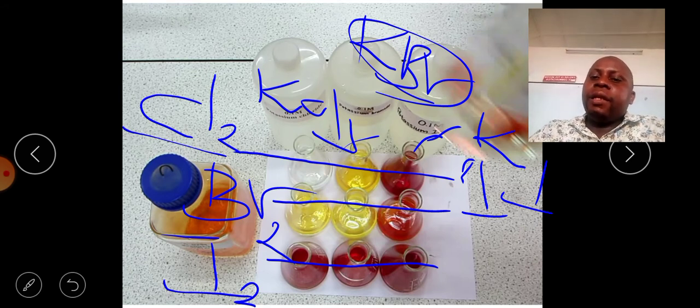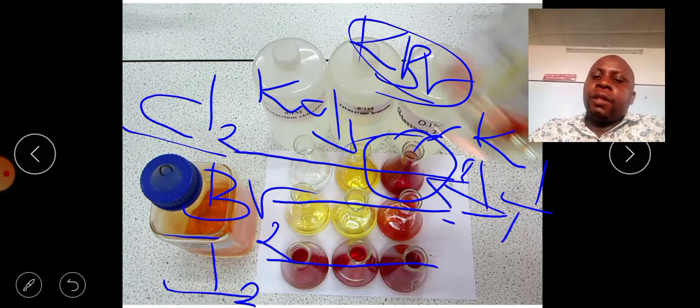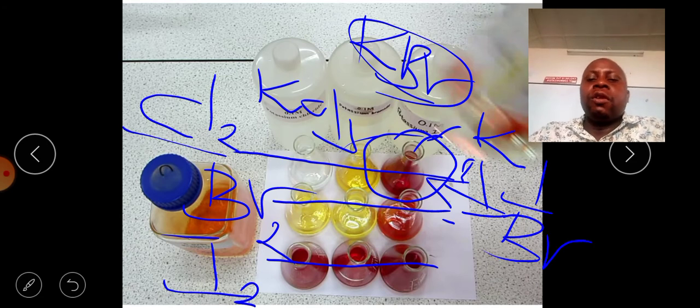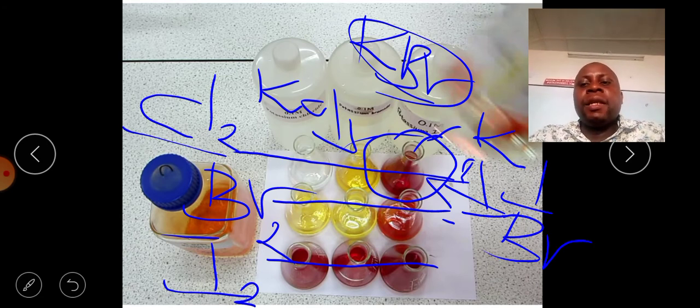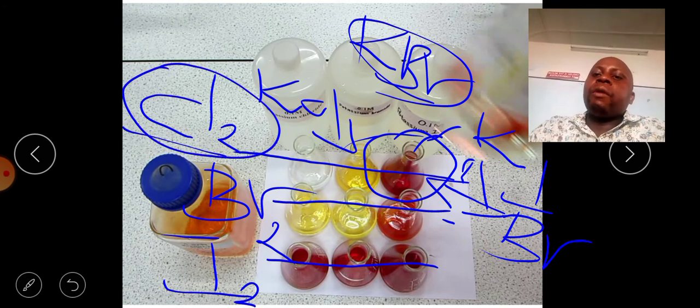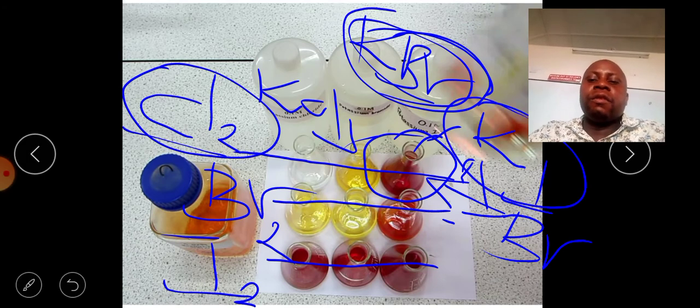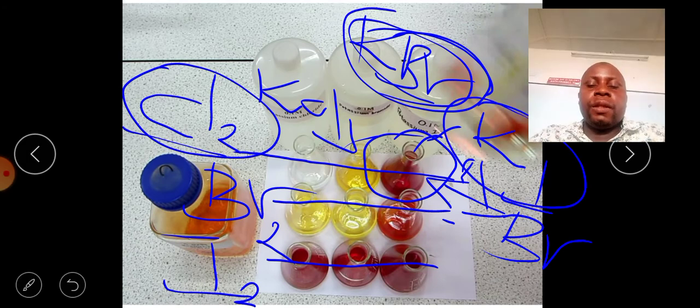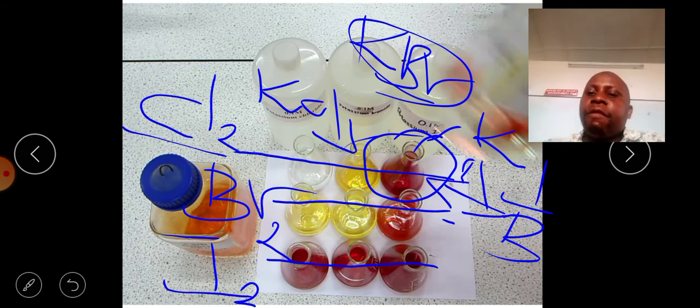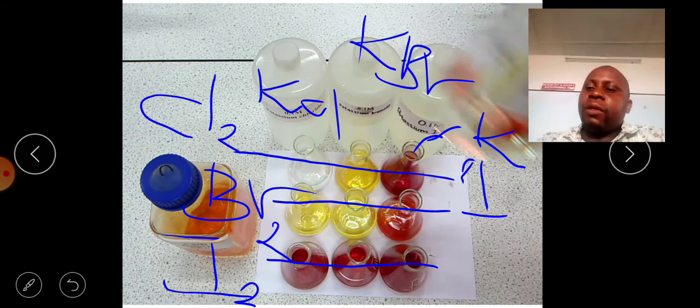And in the third conical flask here, when you added chlorine in potassium iodide, there was formation of a red-brown solution, which is due to displacement of iodine. So this means that chlorine is capable of displacing other halogens like bromine and iodine from their solutions. Is it clear? Let us have a look at the literature so that we understand better.